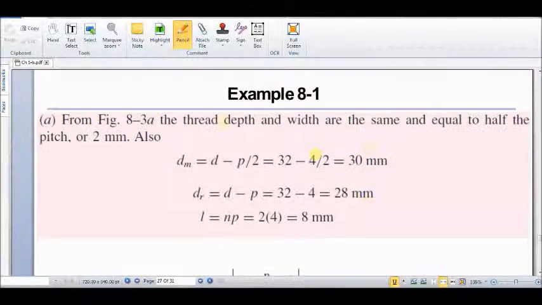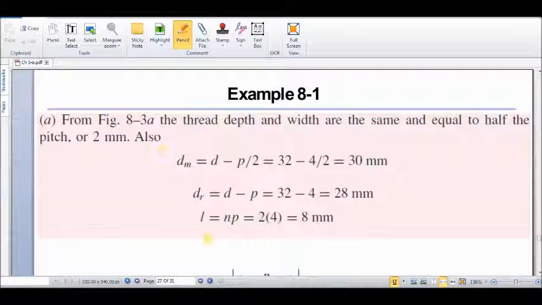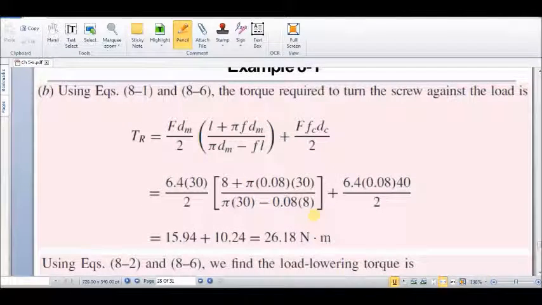Another thing that we have to notice in the problem statement is that this is a double thread, or in other words, a two-way thread. That means the lead is n times p, where n refers to the number of threads. So 2 times p. That means if you rotate this screw one complete turn, the nut will move linearly 8 millimeter.